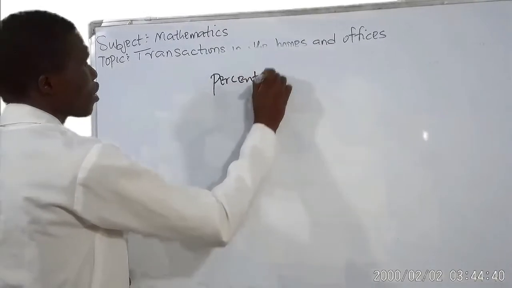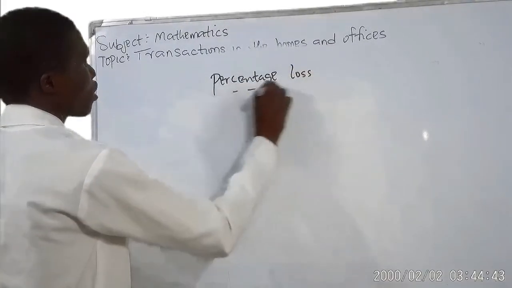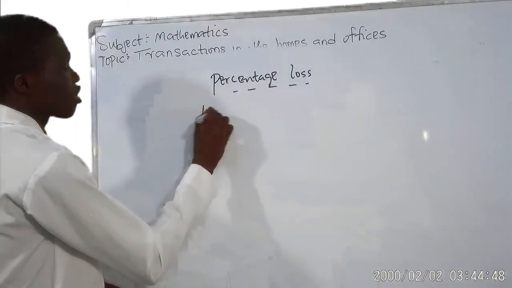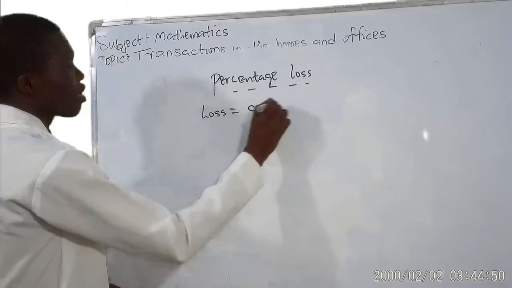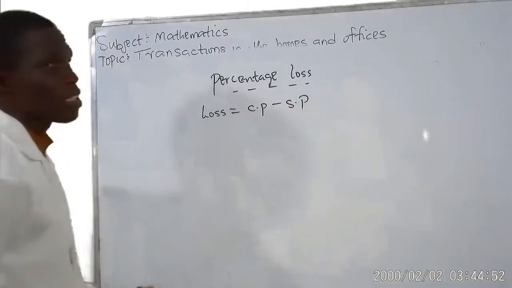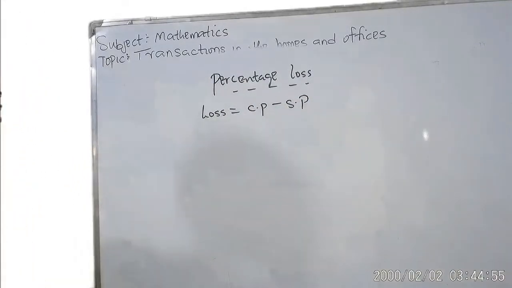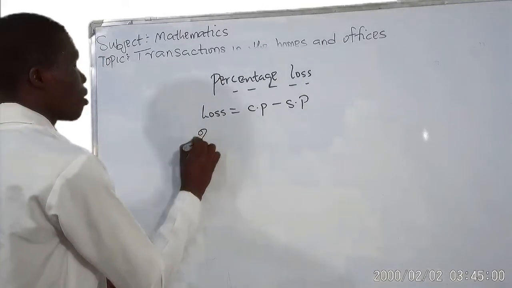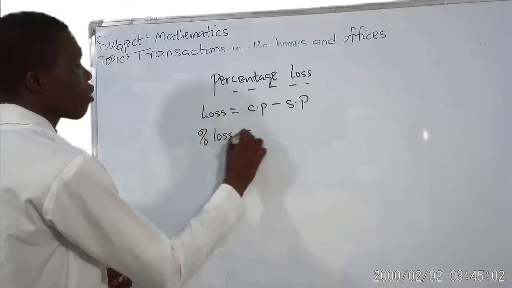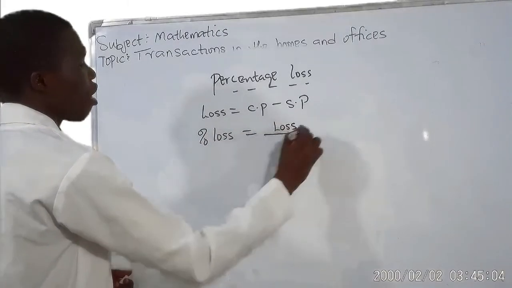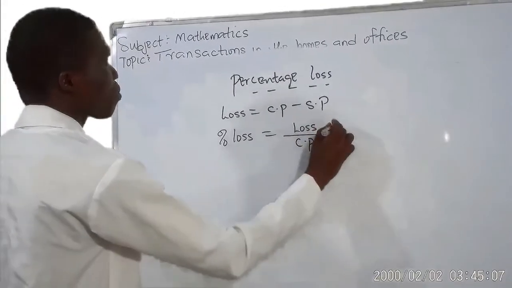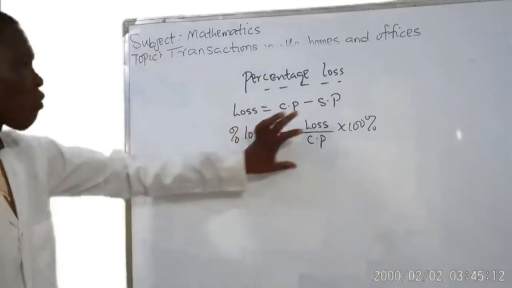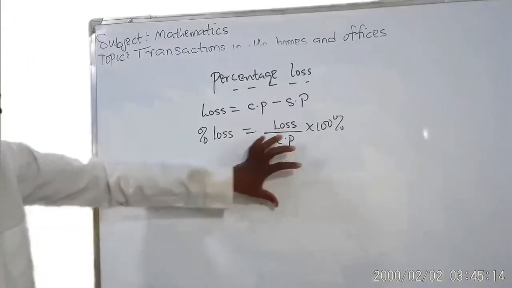Class, now we want to look at percentage loss. You need to understand that loss equals cost price minus selling price. That is how to find loss. Now, to find percentage loss will give us loss all over cost price multiplied by 100%. So this is what we use to find the percentage loss.